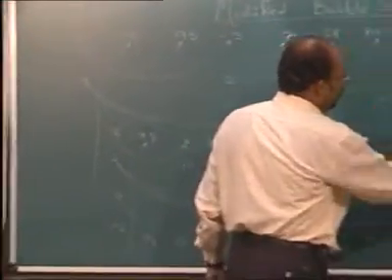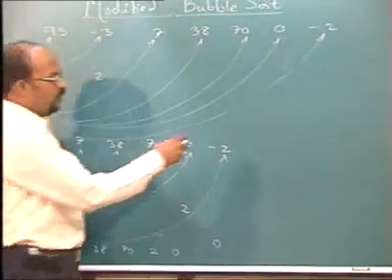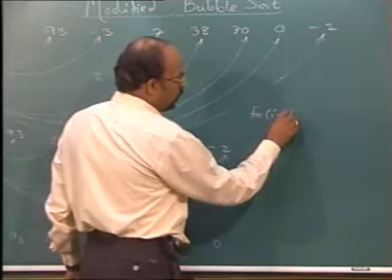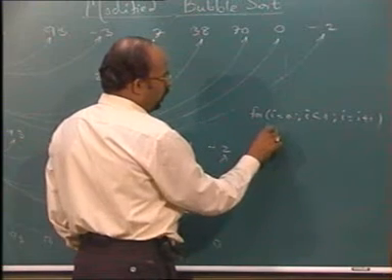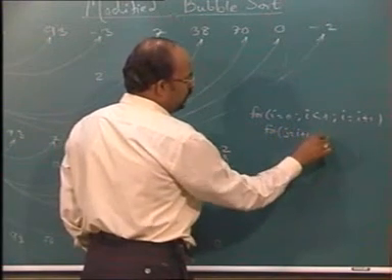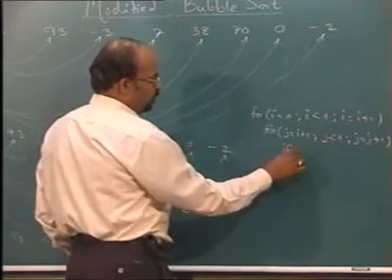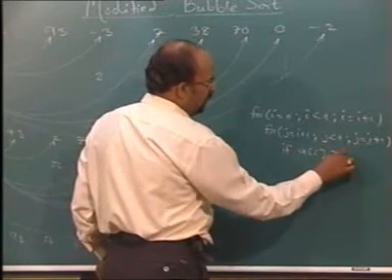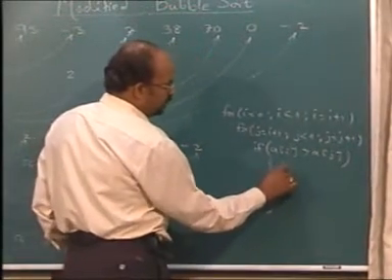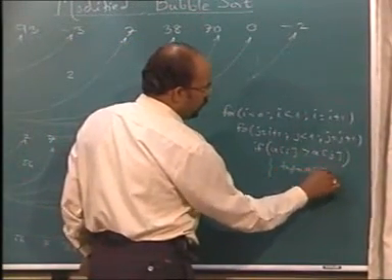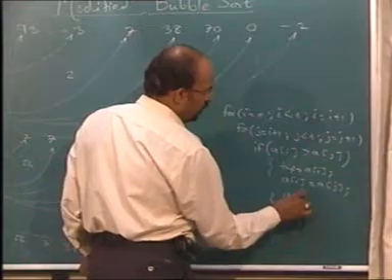That's why the code for this sorting is written as for i equal to 0, i less than n, i equal to i plus 1, for j equal to i plus 1, j less than n, j equal to j plus 1. If a of i is greater than a of j, interchange. That is temp equal to a of i, a of i equal to a of j, a of j equal to temp.